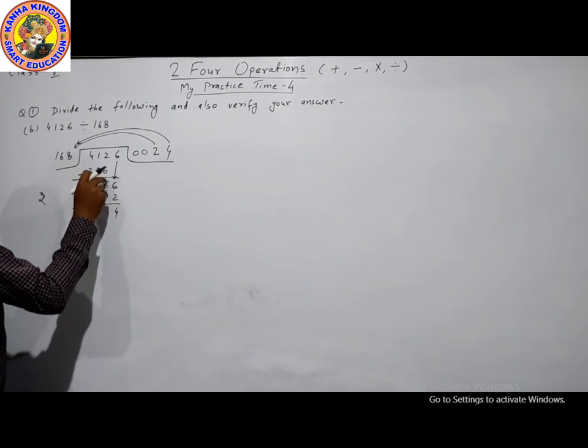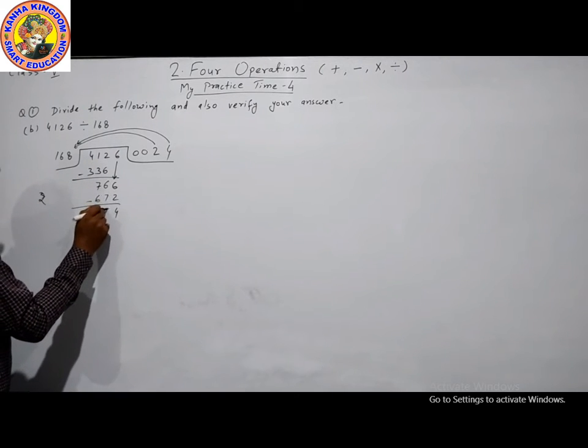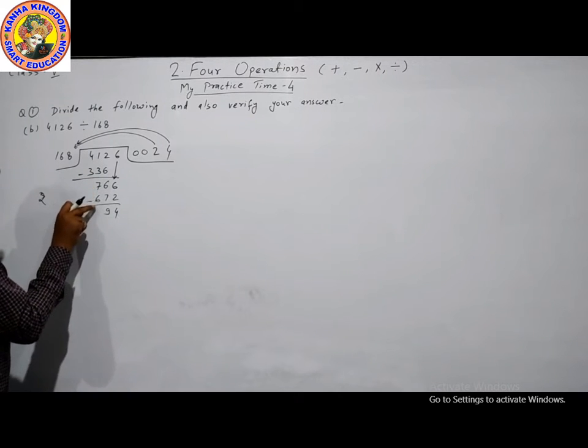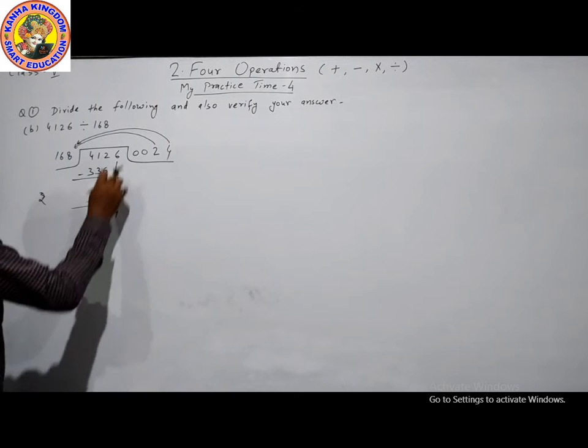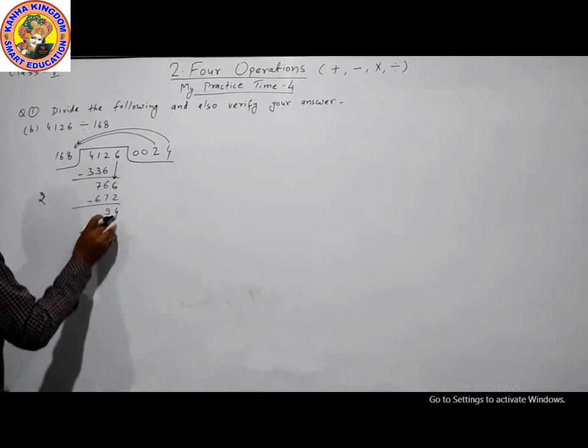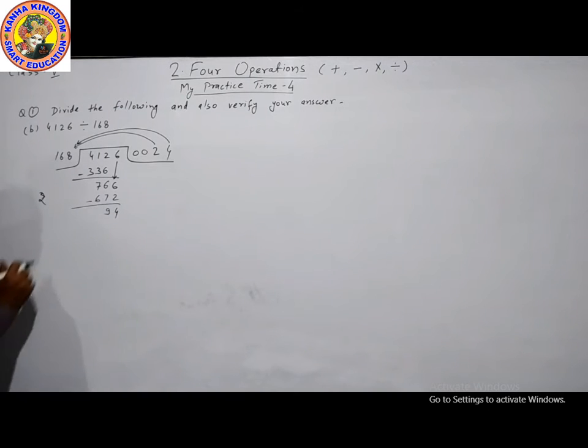We cannot subtract, so take a borrow. 16 minus 7, 9. After giving a borrow, here is 6. 6 minus 6, 0. Take another digit. There is no other digit, so the remainder is 94.